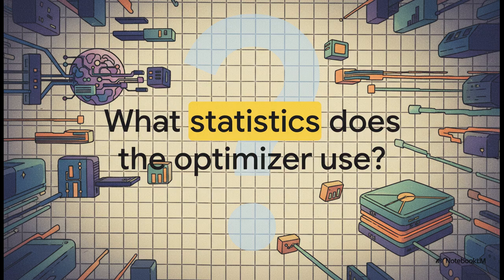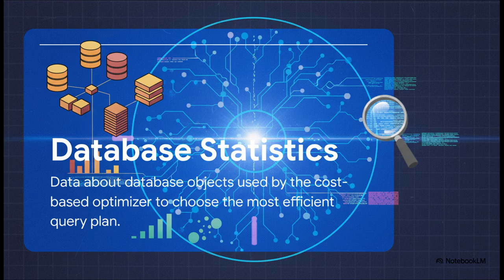So that leads to a pretty obvious question, right? If our smart, cost-based optimizer is looking at a live traffic map to make its decisions, what kind of information is actually on that map? Well, the answer is something called database statistics. This is the traffic map.